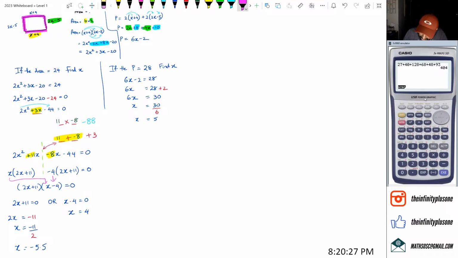Now the problem, guys, is this. If x equals negative 5.5, if I actually put it in here when it's x plus 4, I'm going to get a negative value. So this is something you guys need to do. You have to check your answers to see if the answers are possible or not. So I'm going to say x can't be negative, therefore x is equal to 4.